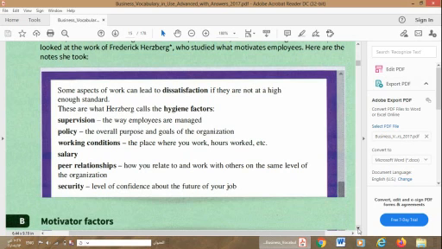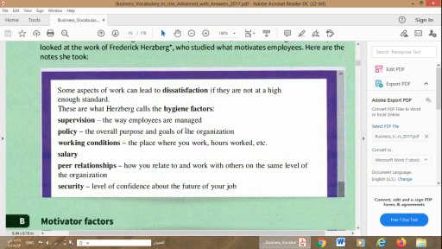The second hygiene factor اللي هي policies. Also the policies must be fair and clear to everyone within the organization, the overall purpose and goals of the organization. البوليسي كمان أمور اللي هي السياسات العامة اللي بتضعها المنظمة يفترض أنها تكون فيها نوع من العدالة, تكون واضحة للجميع.